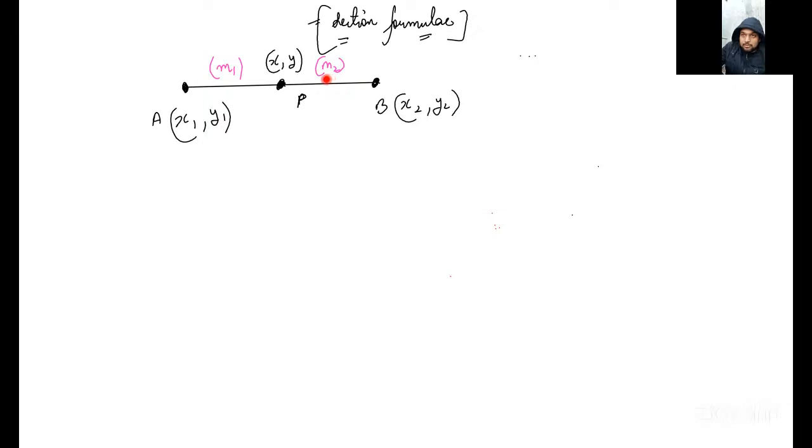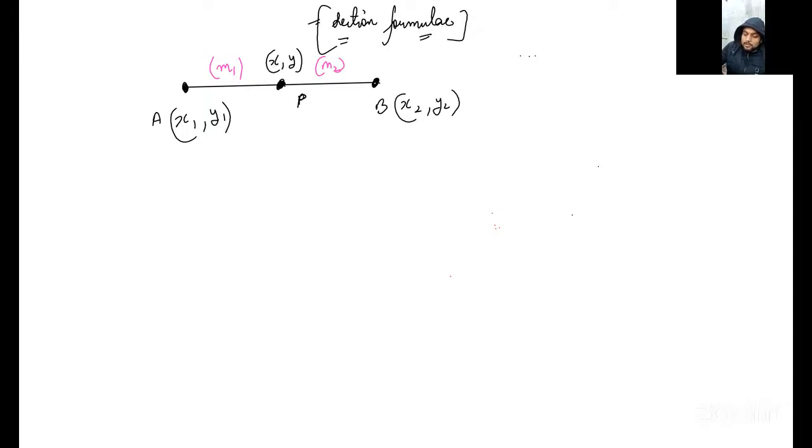Did you understand? No. I'm repeating one more time. There are two points A and B having coordinates x1 comma y1 and x2 comma y2, and P is the point which has coordinates x comma y. It divides the line in the ratio m1 to m2.